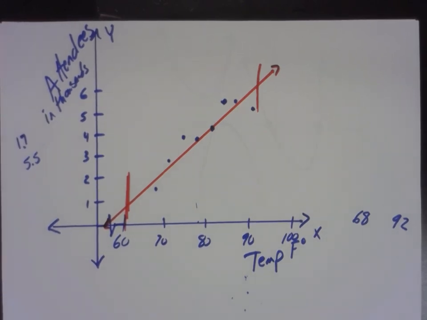Example 3. The table shows the weekly sales of DVDs and the number of weeks since its release. What is that talking about, the weeks since its release? Yeah, how long it's been out on DVD.